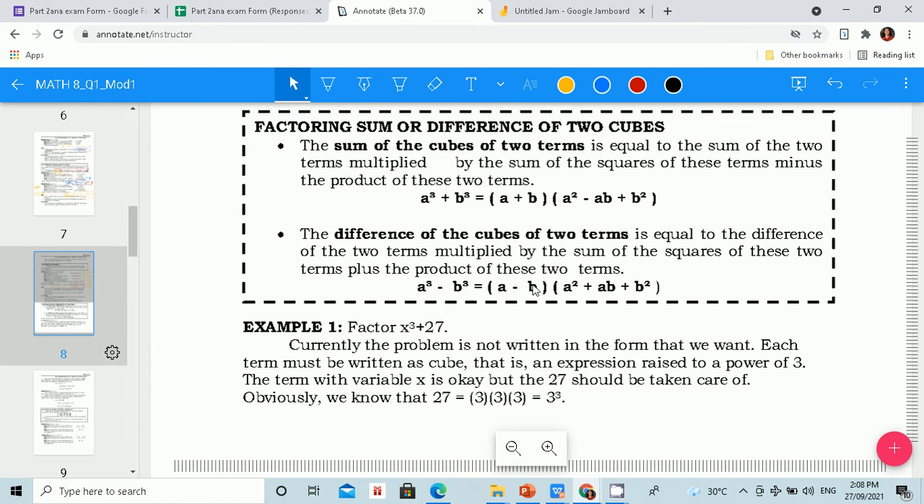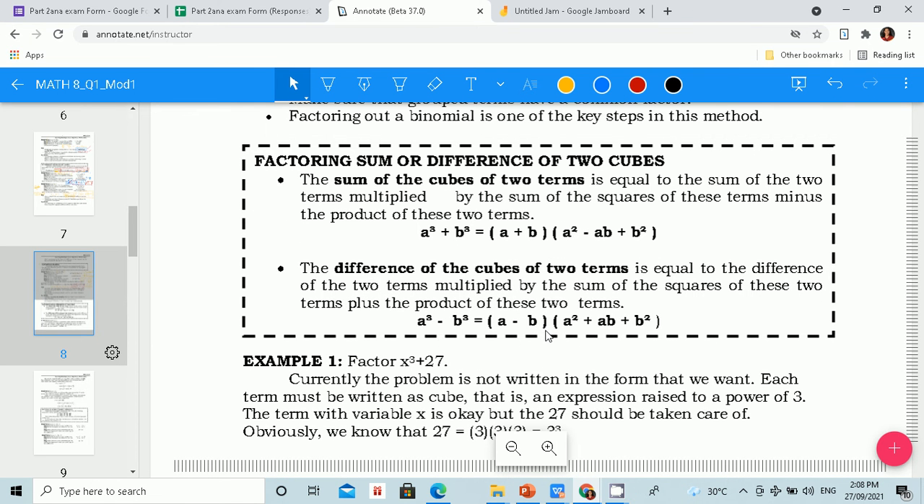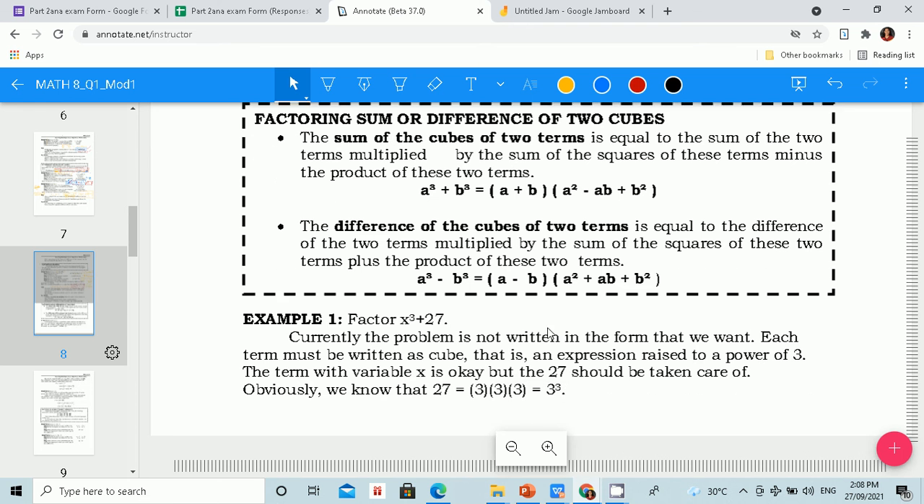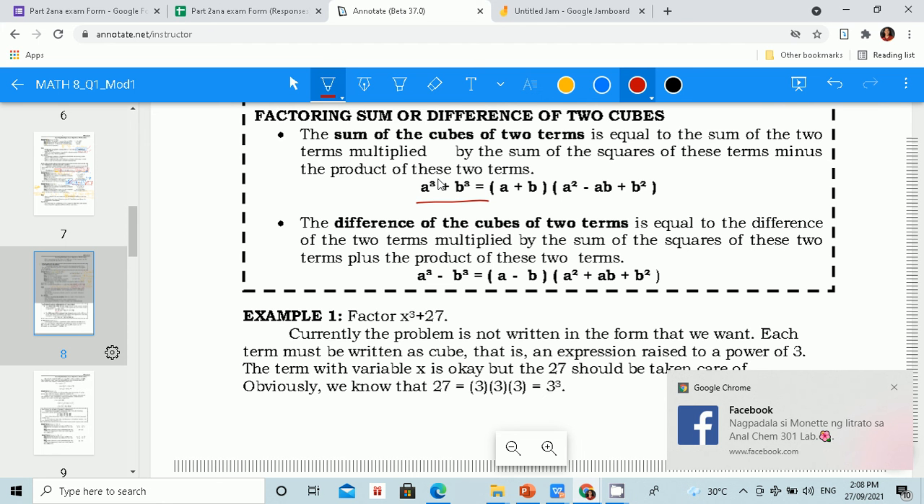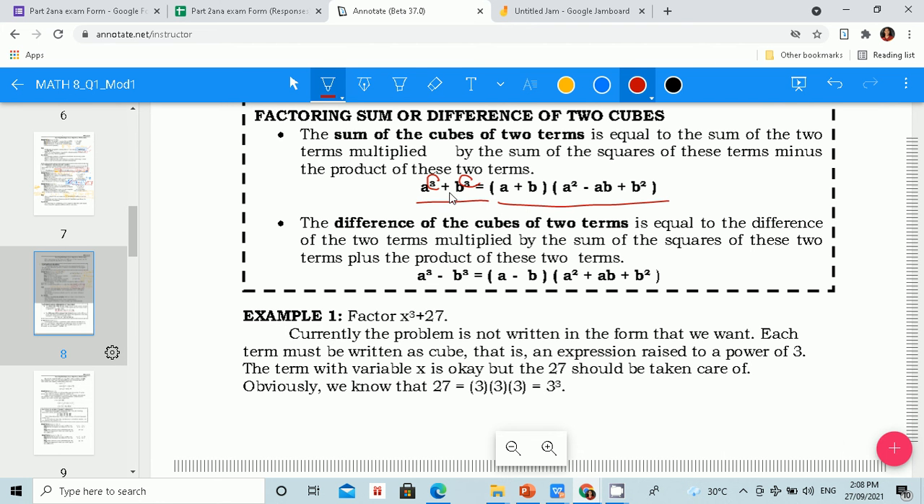Then we have factoring the sum or difference of two cubes. In two cubes, we have this formula, like in the difference of two squares. This time it's cube. When it's cube, we have this factor: we have a plus b. You just copy this one.